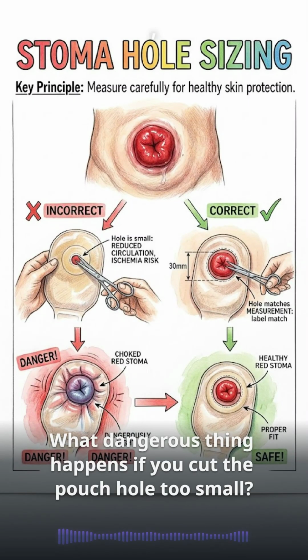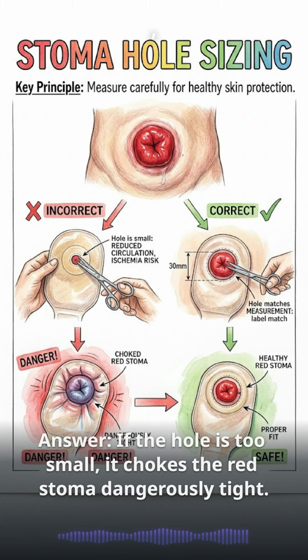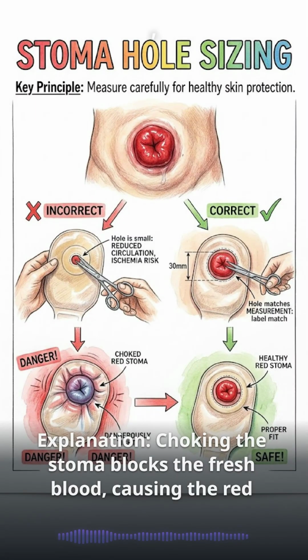91. What dangerous thing happens if you cut the pouch hole too small? If the hole is too small, it chokes the red stoma dangerously tight. Choking the stoma blocks the fresh blood, causing the red tissue to die.